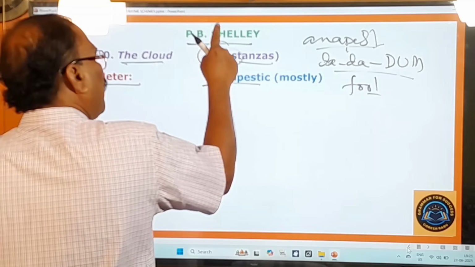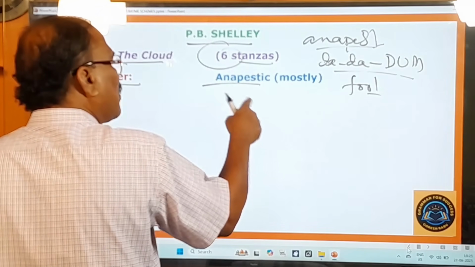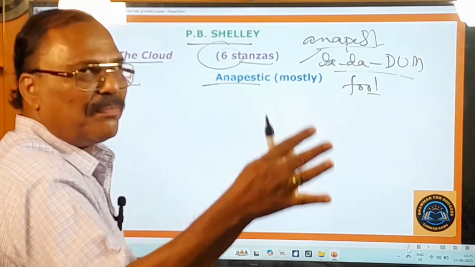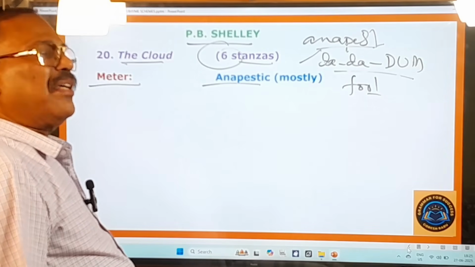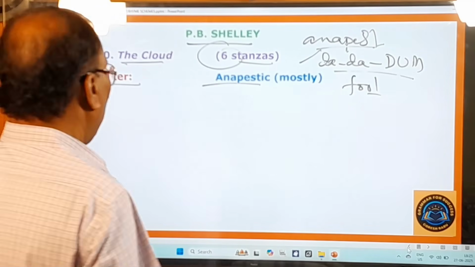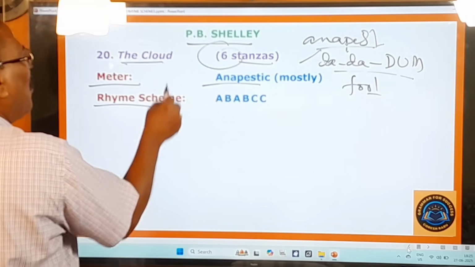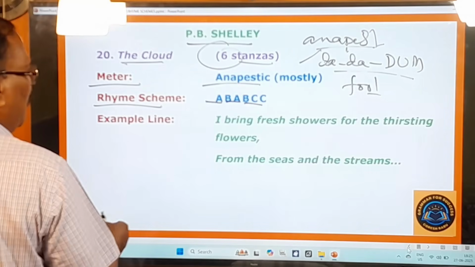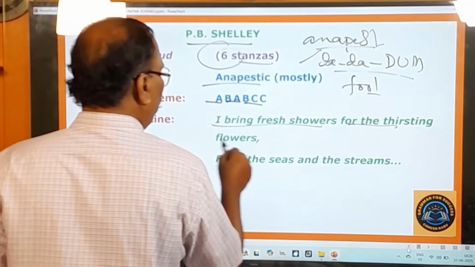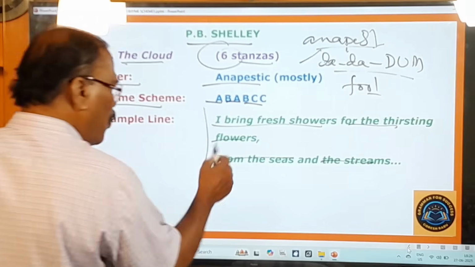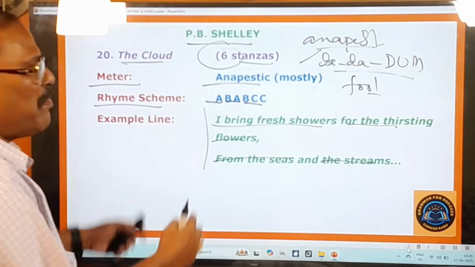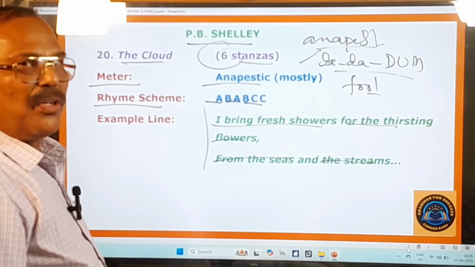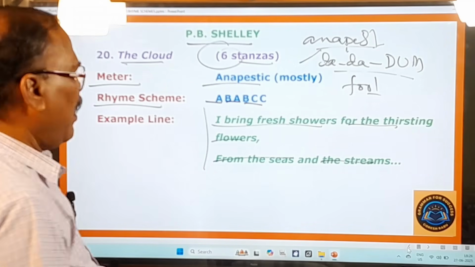In this poem, you can find 6 stanzas. In all these 6 stanzas, you can find only this kind of meter: da da dhum, da da dhum, da da dhum. It gives a beautiful music to the ears of the readers. And here you pay attention. The rhyme scheme followed in this is ABAB CC. Here, one example is given: I bring fresh showers for the thirsting flowers from the seas and the streams. You know very well about this poem, and I taught this poem very elaborately for the DSC candidates. I hope you have also watched that video. It's a wonderful poem.